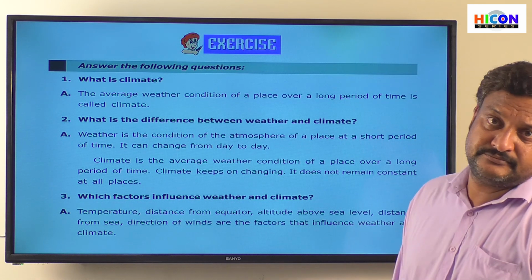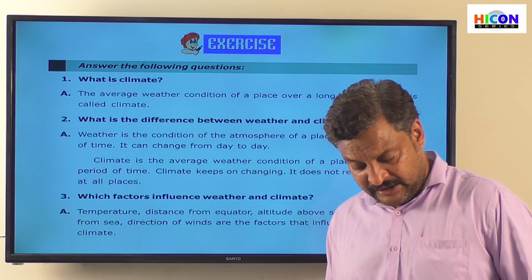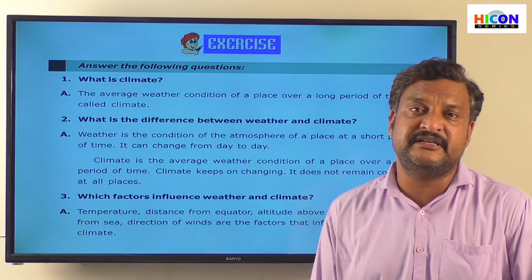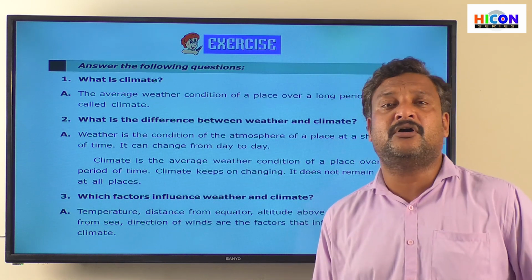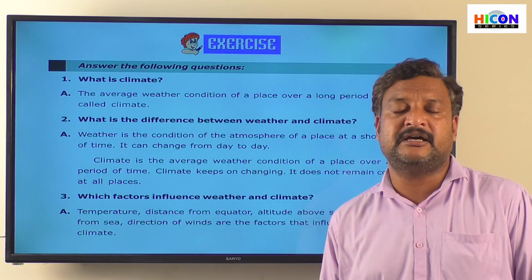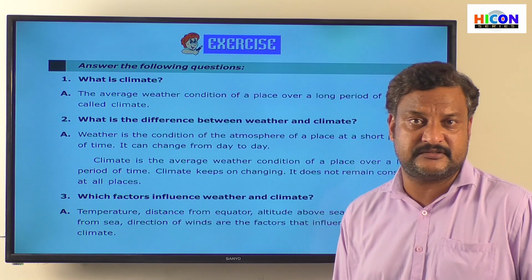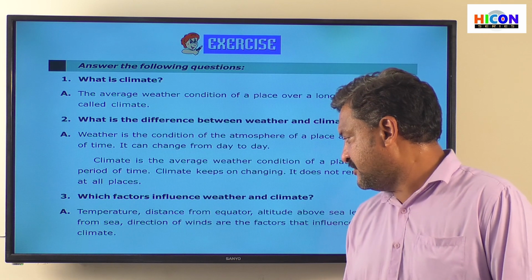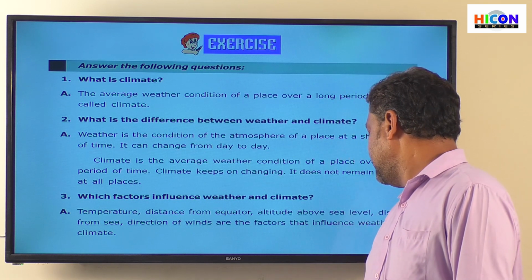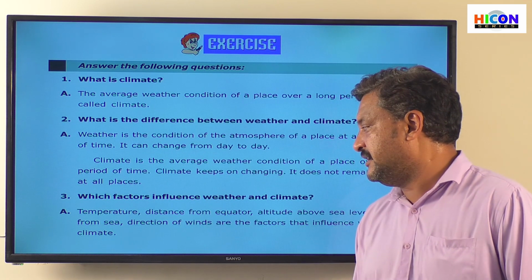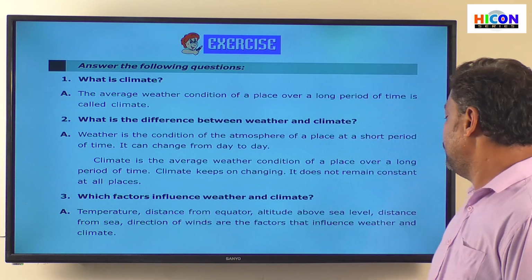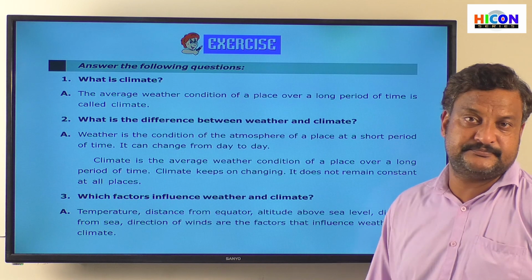Direction of wind. If the wind regularly flows in a particular direction, then in those regions it's quite difficult to have hotter climates because every time it will bring some clouds or other. Right? So temperature, distance from the equator, altitude above sea level, distance from the sea, and direction of winds are the factors that influence weather and the climate.